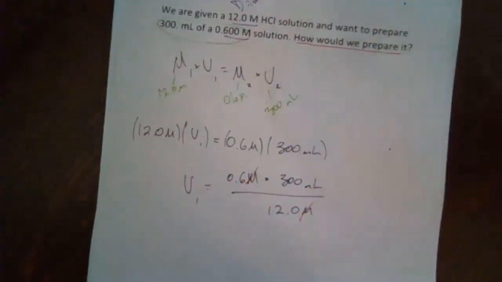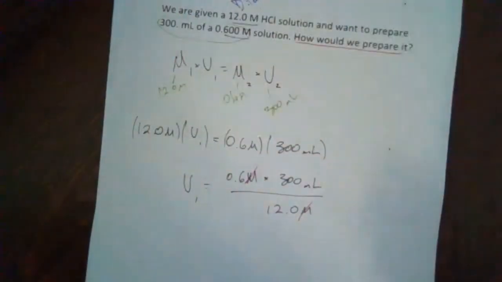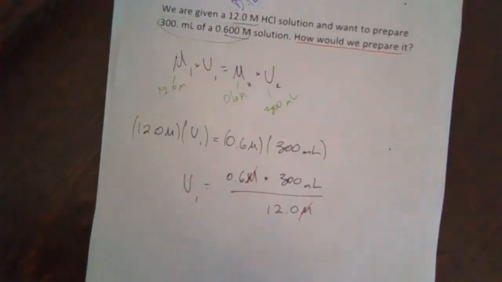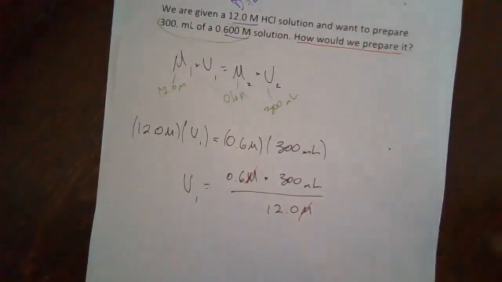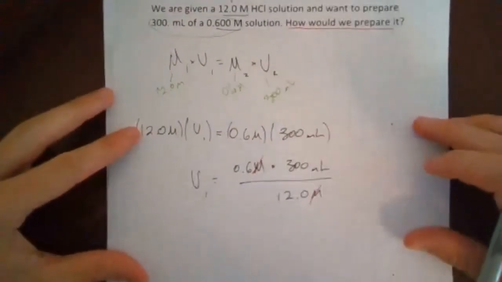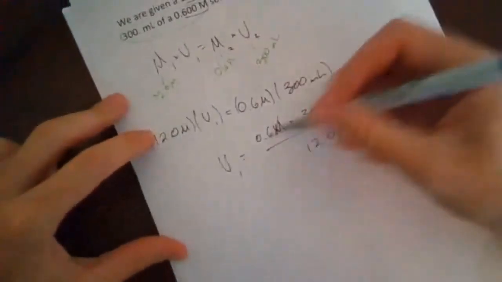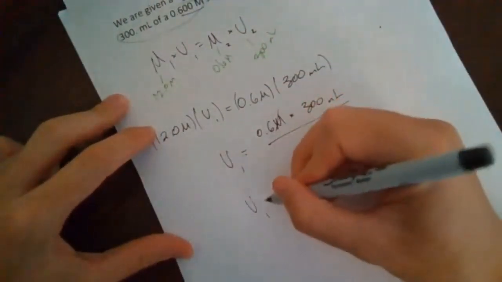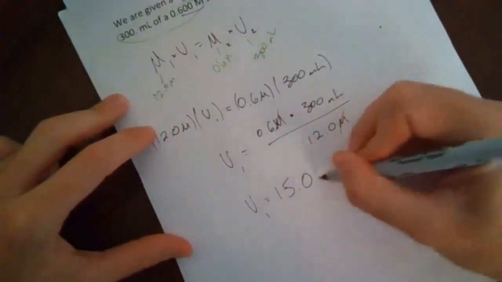This is left with milliliters, that's fine. It does mean this volume is going to be milliliters. So if you had two different volumes that were given, you would need to make sure that those two volumes did match up and that they were the same. But we can go ahead and do our arithmetic, and we end up that V1 is equal to 15.0 milliliters.